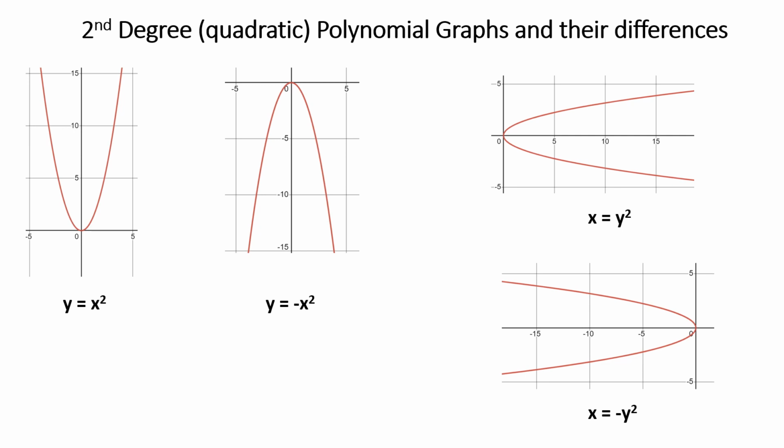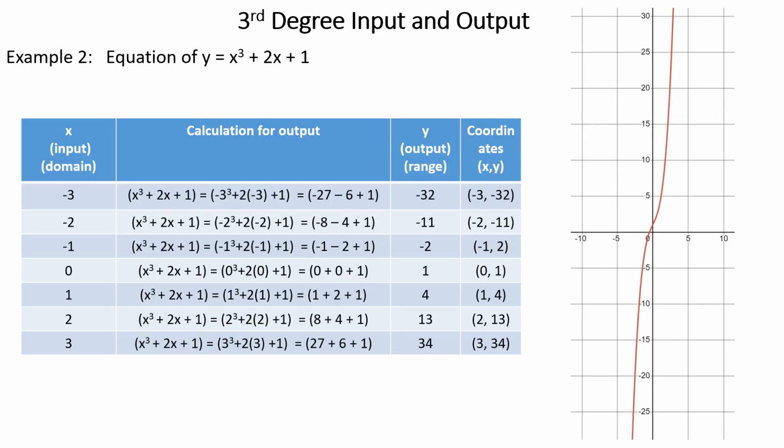Now, you might be aware of some of these graphs. I want you to read them visually to know what you're looking at. y equals x squared is an upward U. y equals negative x squared is a downward U. x equals y squared is a U opening to the right, and x equals negative y squared is a U opening to the left. Similarly, now that was quadratics.